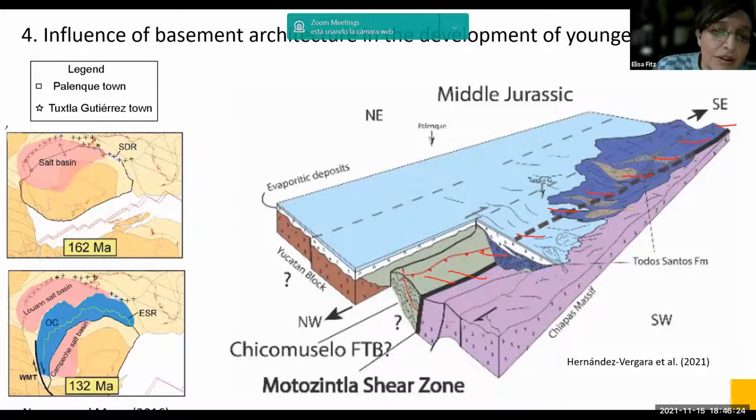And this might be consistent with this dextral direction of transport. We haven't dated them all. We just have one of them, so it's perhaps too soon to say anything else about it. But anyway, we think that this structure could have been reactivated in this region during the Jurassic, during either the extensional phase or the opening of the Gulf of Mexico, during the activation of the transform faults.